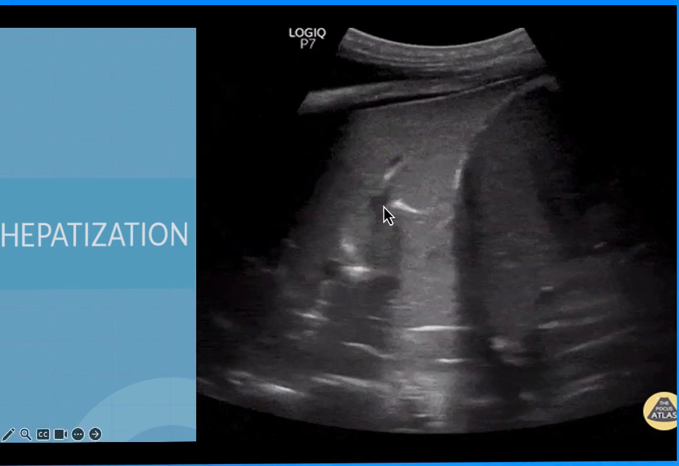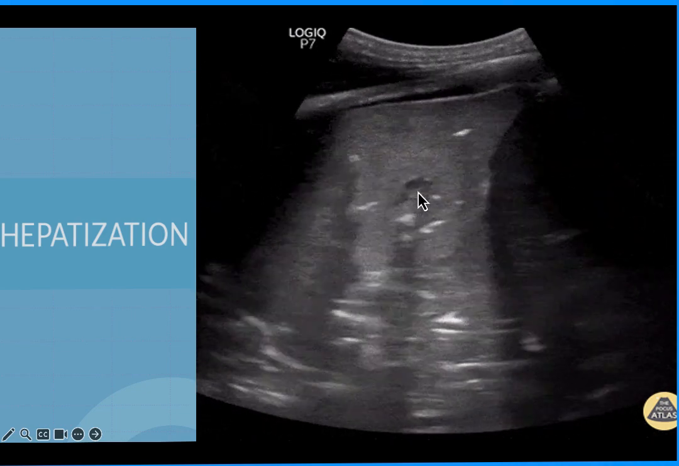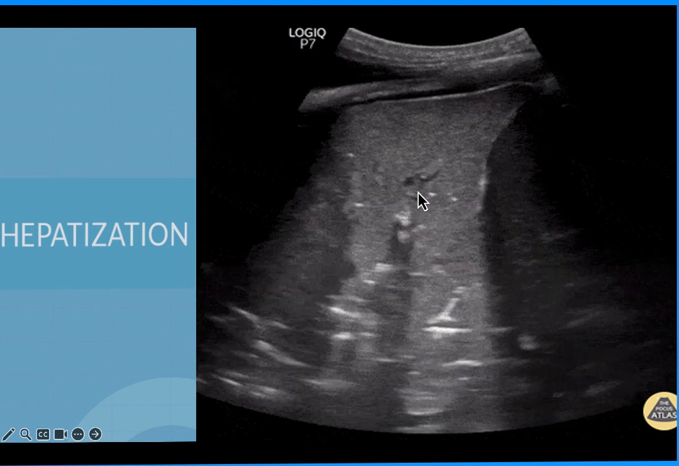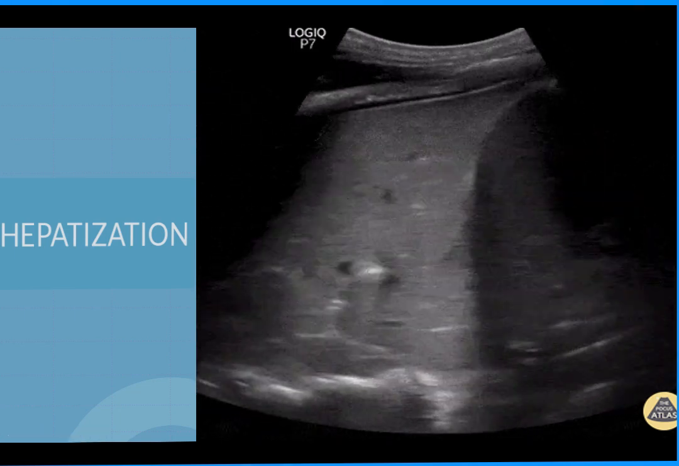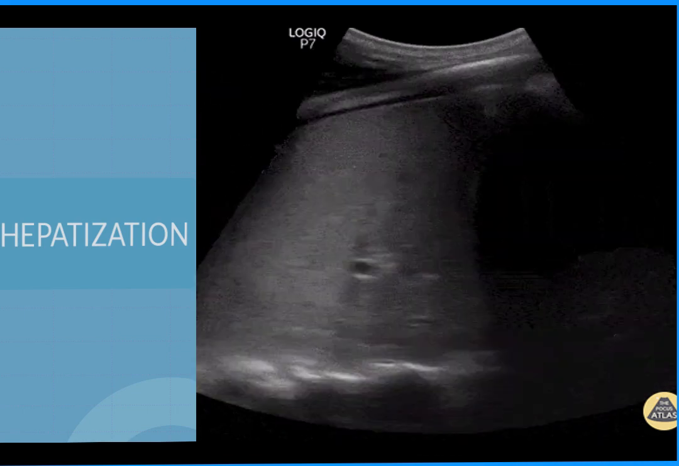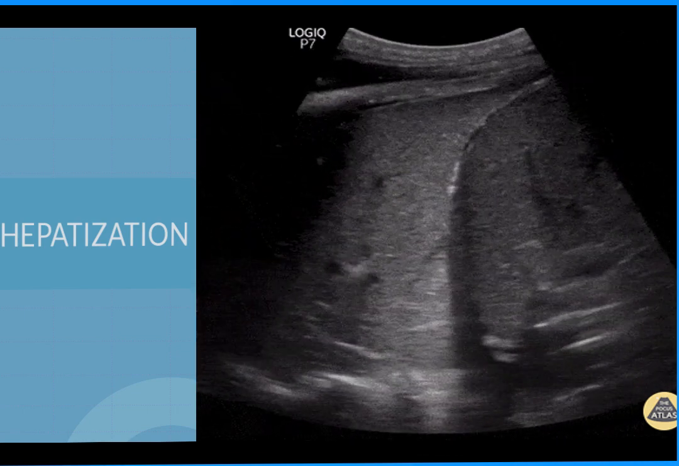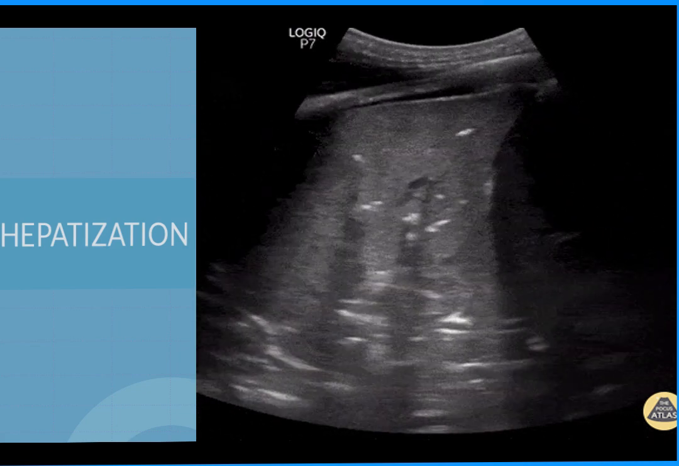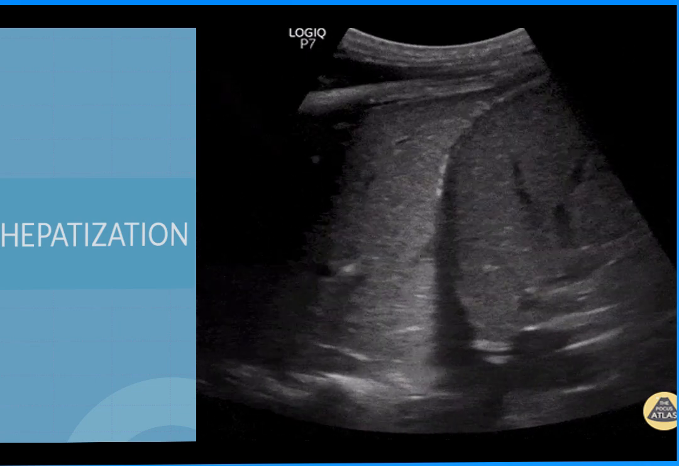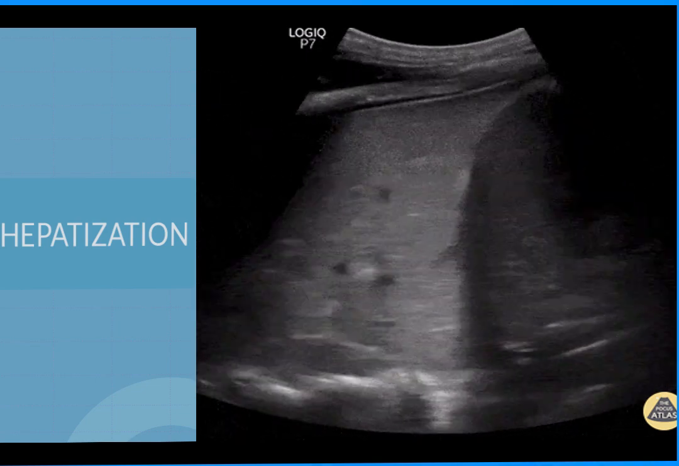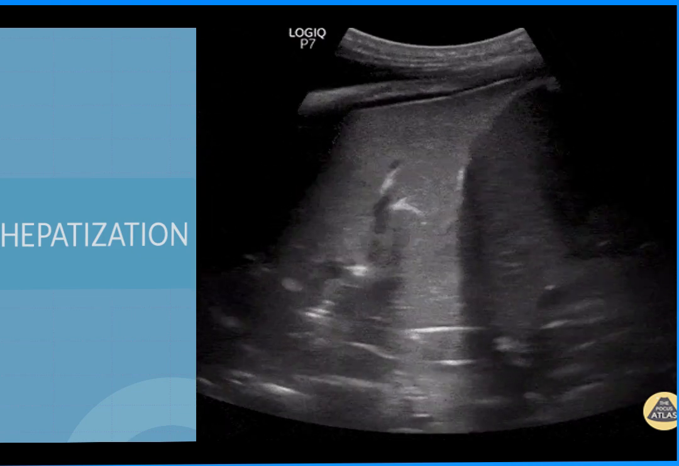Now, these bright hyperechoic things that you're seeing that are moving in and out are called air bronchograms. Air bronchograms are broken down into two different types. They're static air bronchograms, self-explanatory, they don't move. They're dynamic air bronchograms, self-explanatory, they move. Dynamic air bronchograms move during respiration, hence the term dynamic. When you see hepatization and you see dynamic air bronchograms, this is typically seen in consolidation, hence pneumonia.